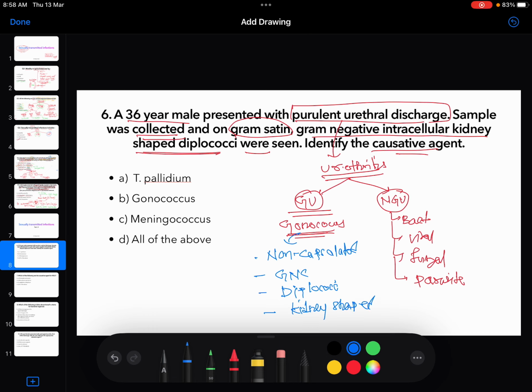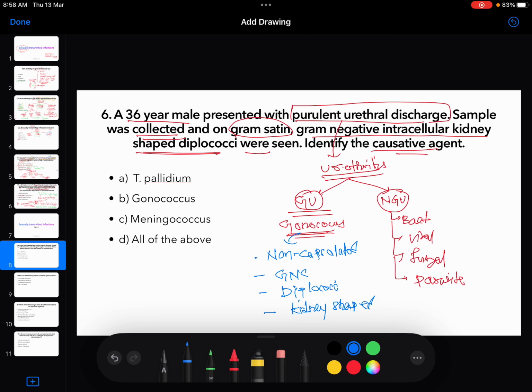In males, gonorrhea or gonococcus causes acute urethritis, which is the most common presentation in males. Another one is the watering can perineum. What do we mean by watering can perineum? The infection spreads to periurethral tissue, causing abscess and sinus formation. This is called the watering can perineum. The most common presentation is acute urethritis with purulent discharge.